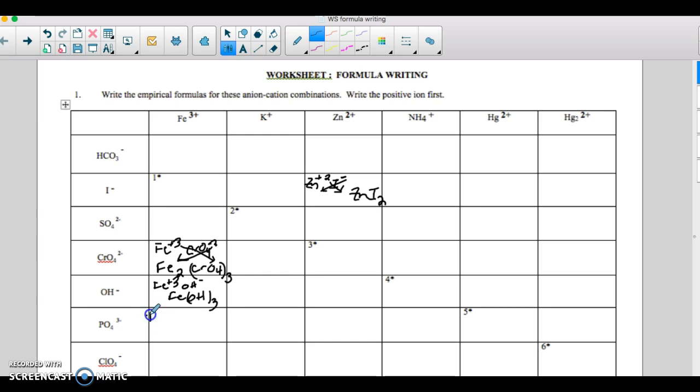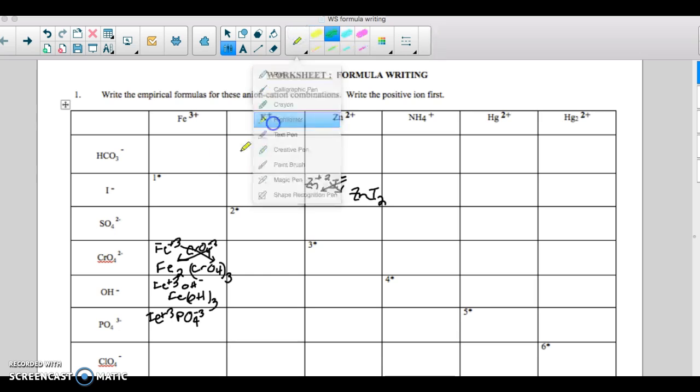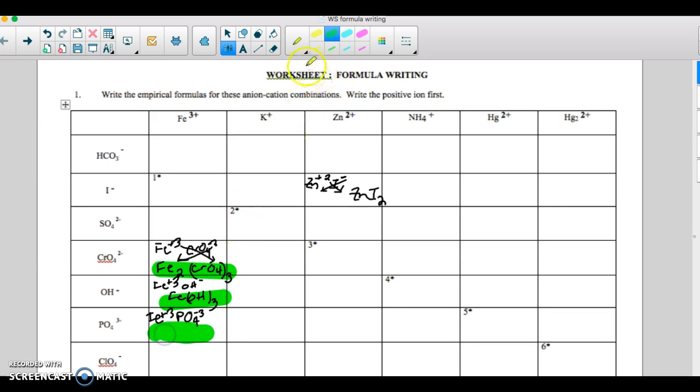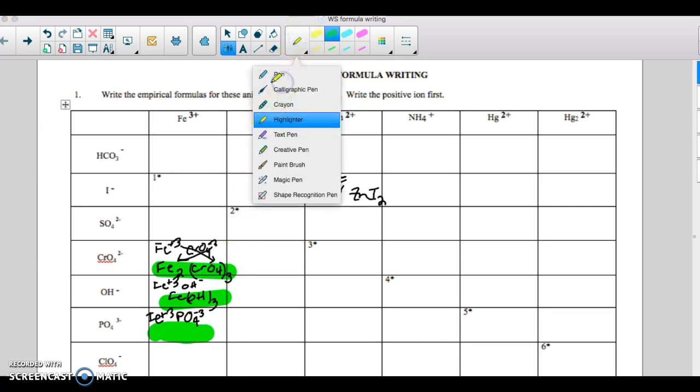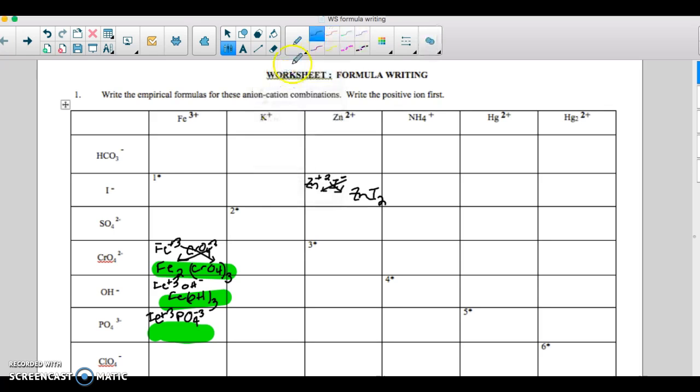Here we have an interesting one where it's iron +3, phosphate. Again, all this is my doodle work. I don't have to show this. Ultimately, I'll show you. These are my answers. There, there, and then we'll put our answer right here. So let me grab my pen again. So because these already add to 0, I don't need to crisscross. So it's just going to be FePO4.